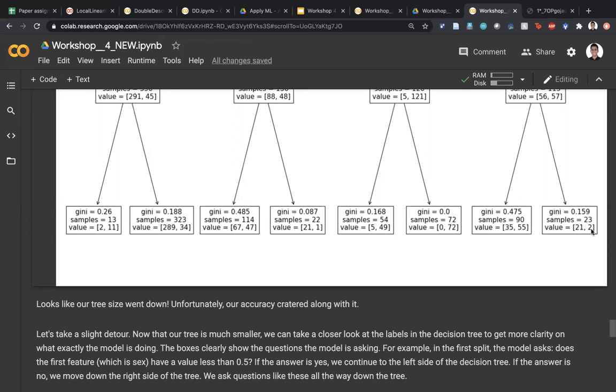So what does this tell us? That if we do end up reaching this box, it's like a 90% likelihood that this person survives, right? So this is a good box because it really clearly allows us to make our decision on whether or not somebody survived or died.